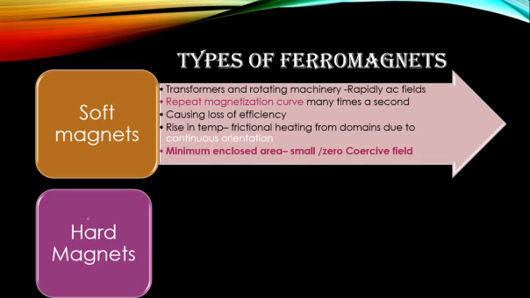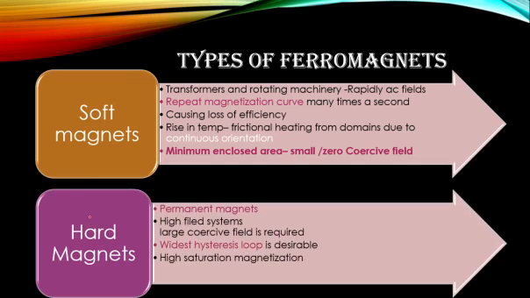While in the case of hard magnets, they are mainly used for permanent magnets. They have high field systems and large coercive fields, and they have a wider hysteresis loop. So a soft magnet doesn't have that much magnetization, while in the case of a hard magnet, it would have a curve like this.